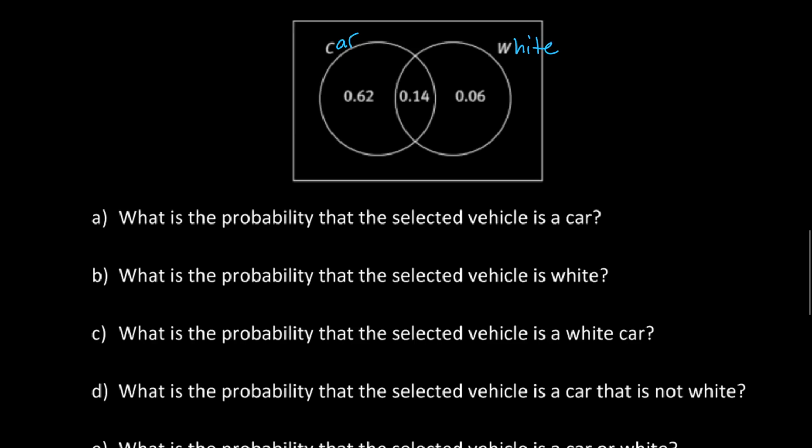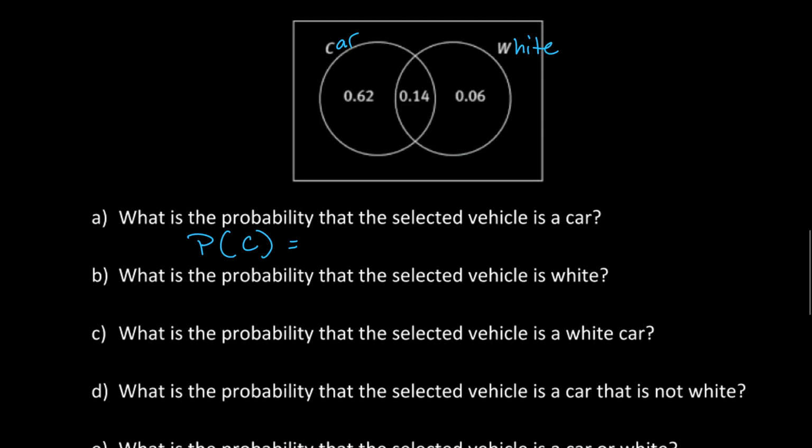So looking at this Venn diagram, what do you think those decimals represent? Right, they literally represent the probability of those events occurring. Sometimes you will see Venn diagrams where it just gives you numbers of cars and numbers of cars that are white, and you have to compute the probability. But they started you off easy here and just gave you the probability right off the bat. It says, what is the probability that the selected vehicle is a car? So P, the probability that it is a car, is equal to, what do we do here? 62%.